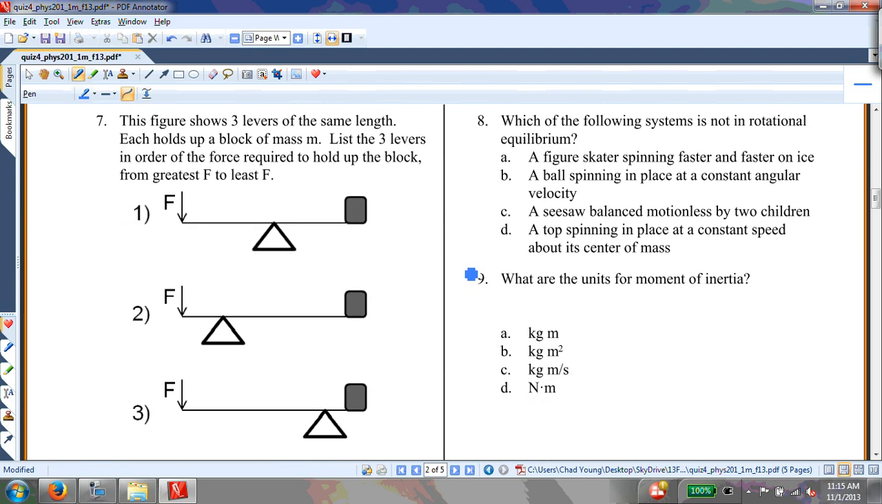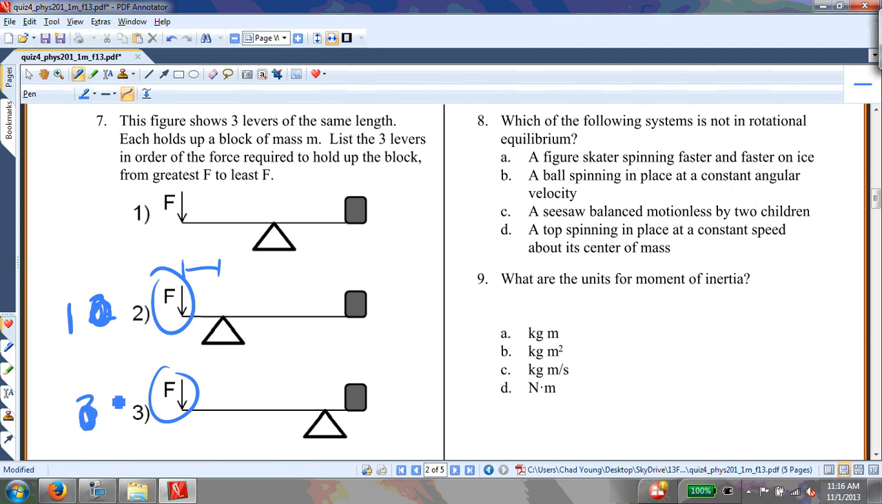This figure, 3 levers of the same length, each holds up a block of mass m. List the 3 levers in order of the force required to hold up the block, from the greatest force required over here to the least force. Now the greatest force is this one, which has the shortest moment arm here. The least force is this one. So the greatest is going to be 2. The least, or excuse me, this will be the greatest. The least is number 3.